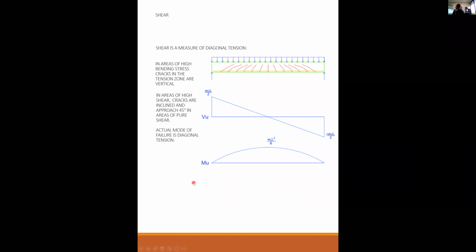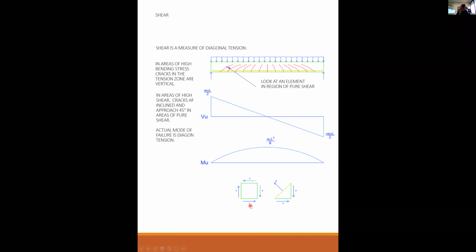The actual mode of failure, as I noted, is diagonal tension. So beams don't actually shear in the sense of other materials that can actually shear. Beams develop these cracks at a 45-degree angle. That is the result of diagonal tension. If I look at a little square right there, and if I pull that square from this crack in this region of high shear, so I look at an element in a region of pure shear, then if I pull that element out, what I'm looking at is that element has shear. So this is vertical shear and the opposite, and this is horizontal shear and the opposite.